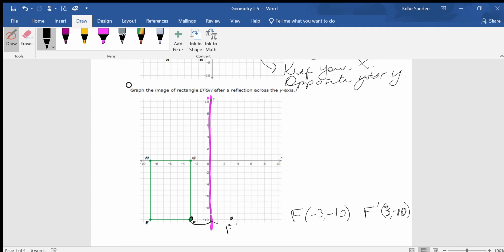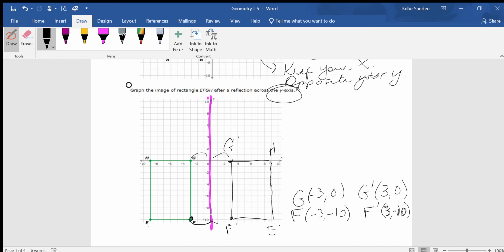My stylus is not wanting to work. G, again, is 3 units to the left. So we would go 3 units to the right, and that would be where G prime is. So G was at -3, 0, and G prime ended up at +3, 0. And to get to E, we would go to 9, and then that would be your H.